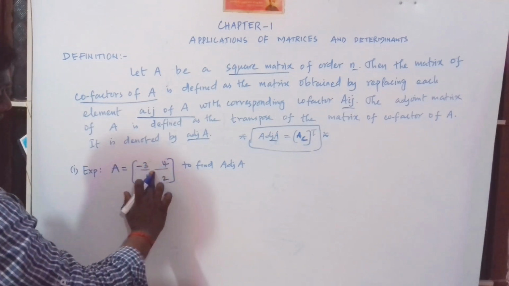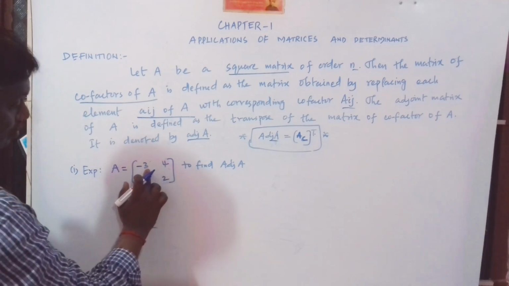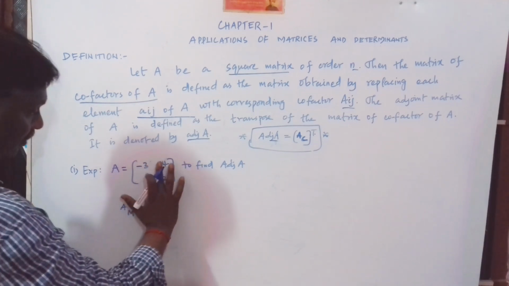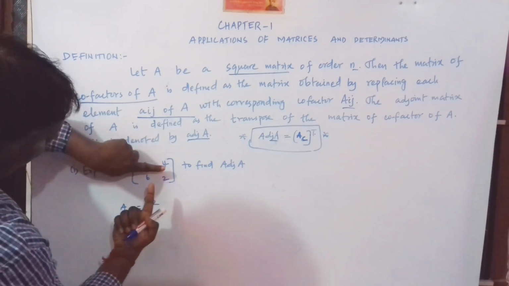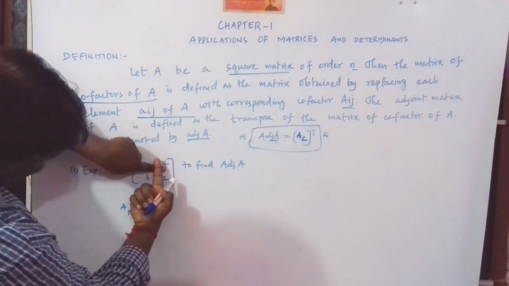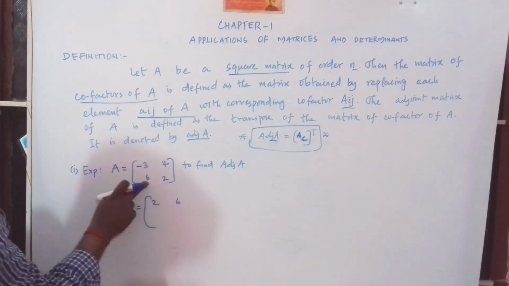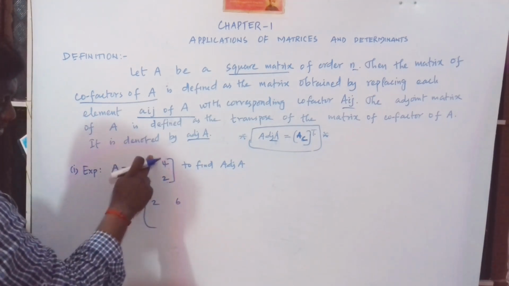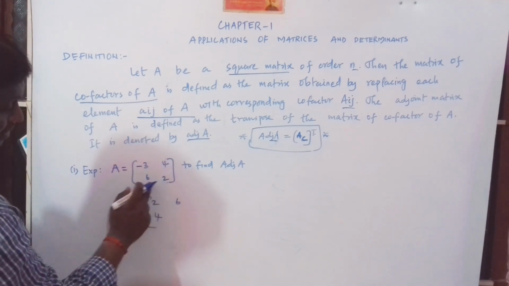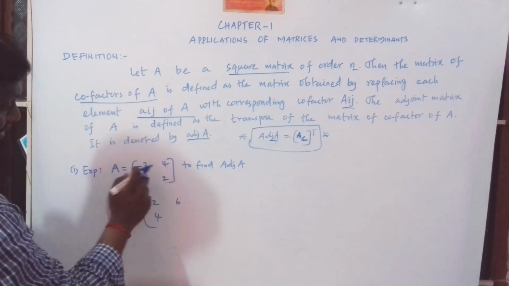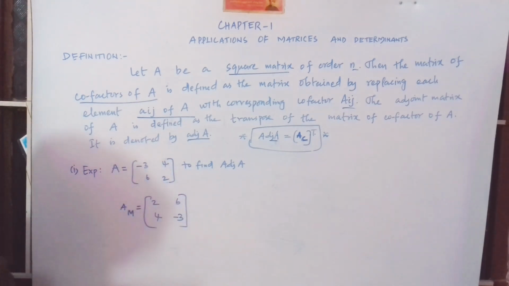Next, minor of 4. How to find minor of 4? First row and second column, the remaining value is 6. Minor of 6 is second row, first column, the remaining value is 4. Minor of 2 is second row and second column, the remaining value is minus 3. So this is called the minor of the matrix.